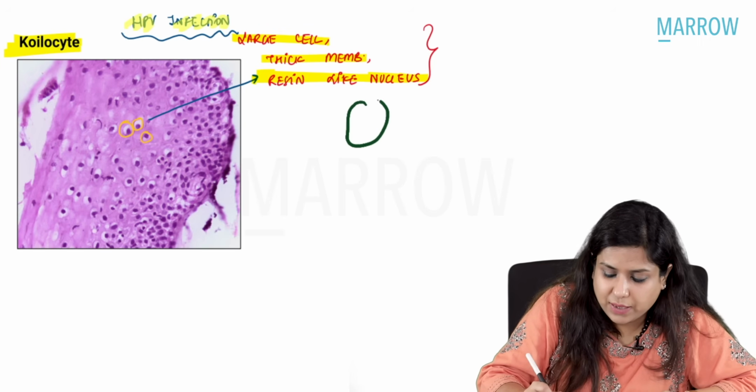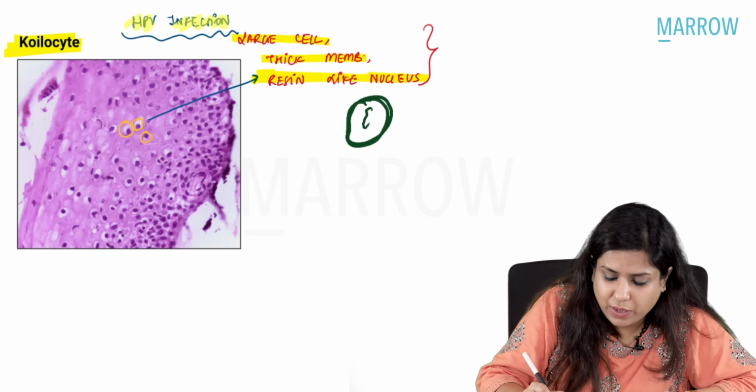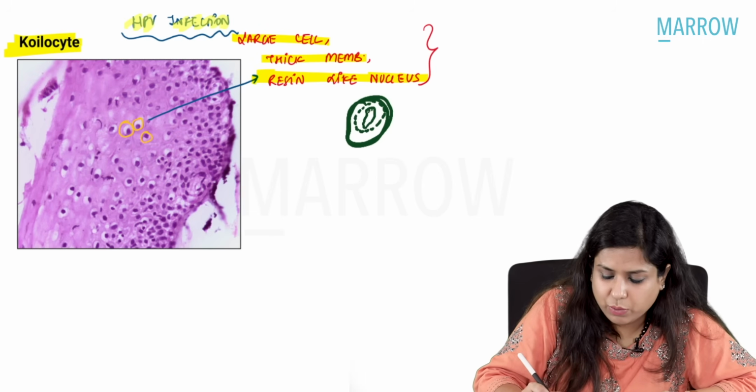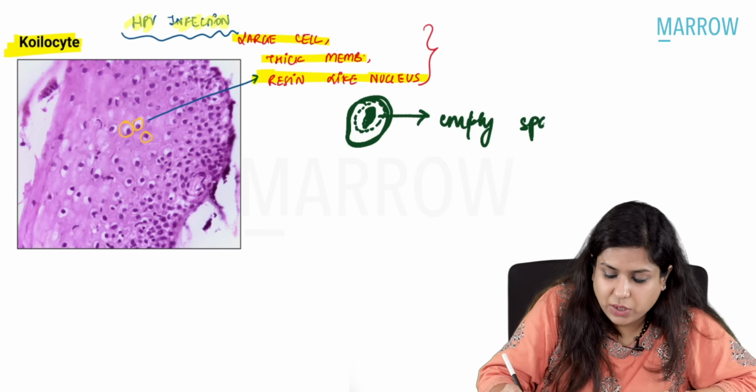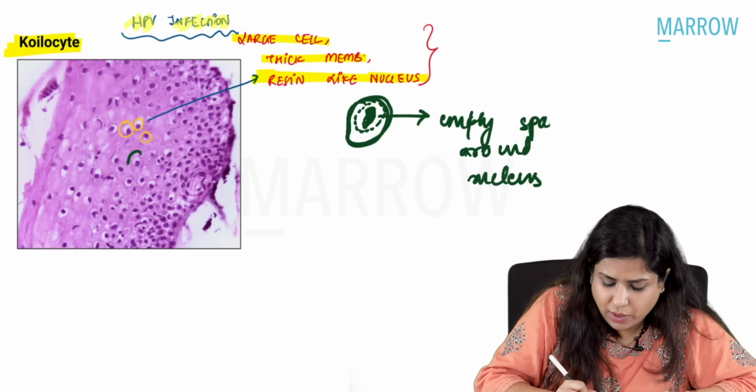So, this is the cell with a thick membrane. The membrane is quite thick. The nucleus is raisin-like and there is a halo or an empty space around the nucleus. Empty space around the nucleus. Correct? So, what is this, students?